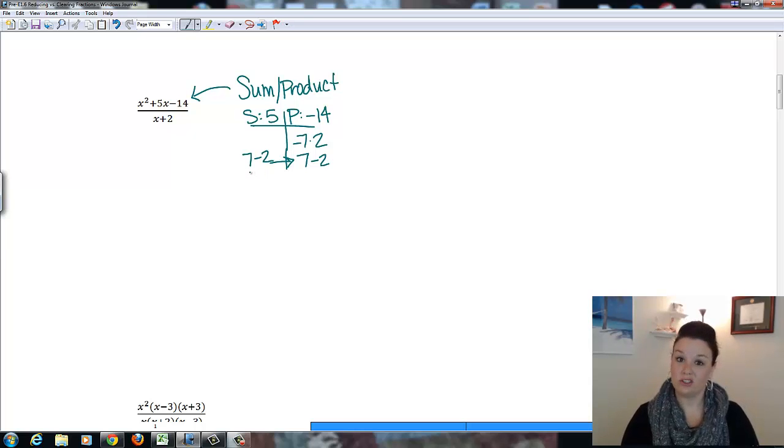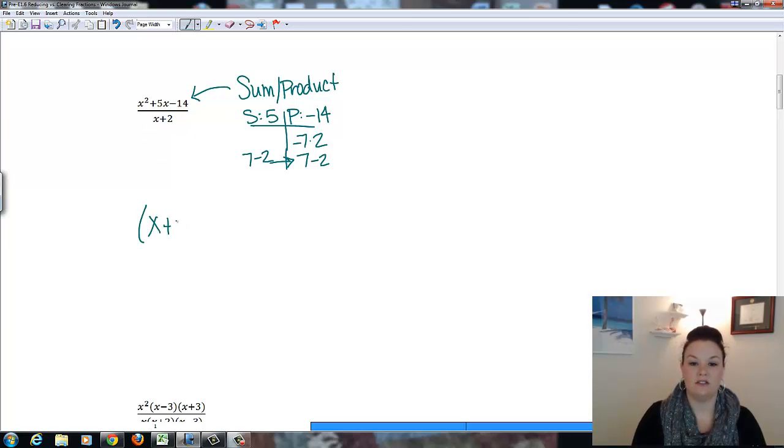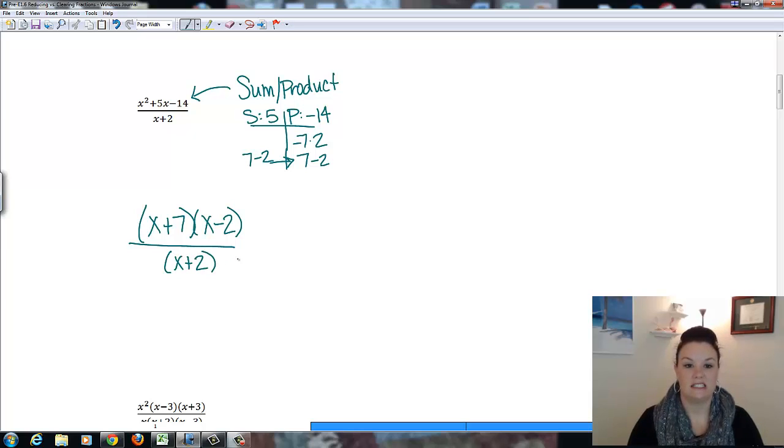Now, remember our little shortcut that if our leading coefficient is a 1, the values I find in this chart are the values inside my factored terms. So that tells me that this top piece is going to factor into x plus 7 times x minus 2. Okay? And then on bottom, I'm left with x plus 2, which is stinky because I wanted those to cancel.